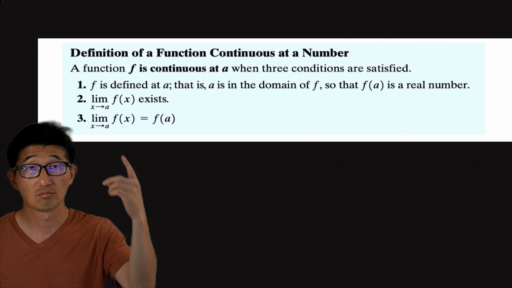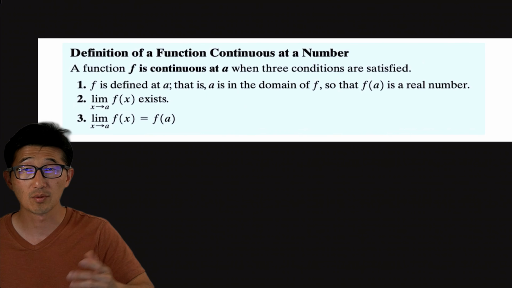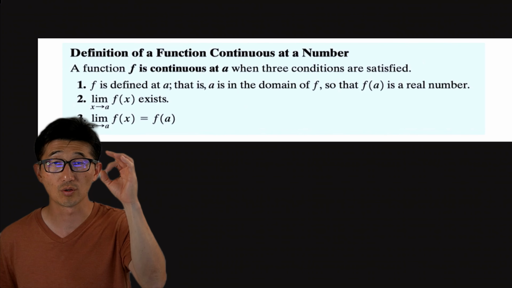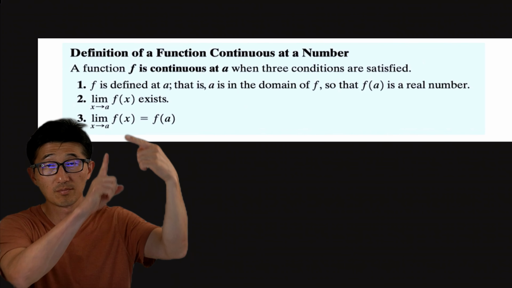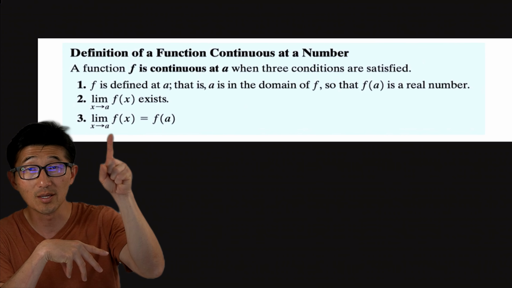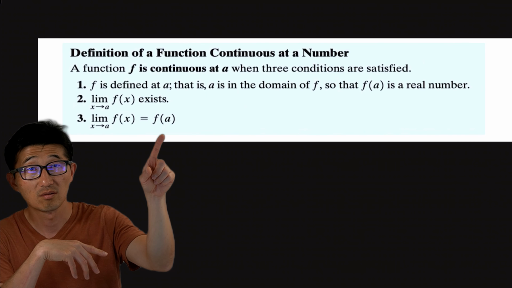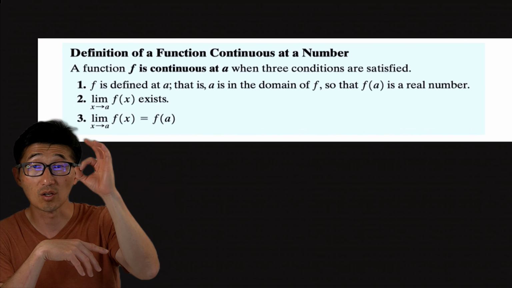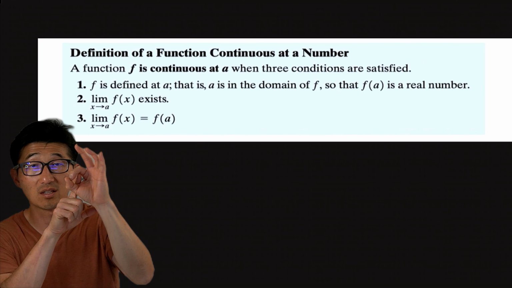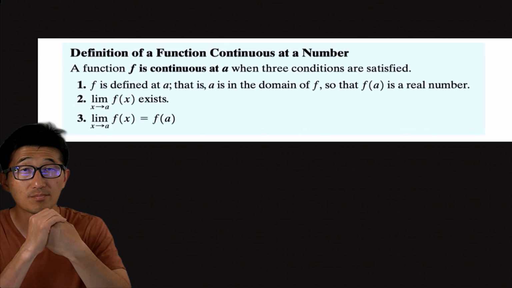Number two. That means, even though there's a hole, they're approaching the same number, right? Now look at the third one. Isn't this what I just said? The limit should be equal to the what? Meaning that the hole is filled up with a dot. Do you get it? Okay, now does that make sense?